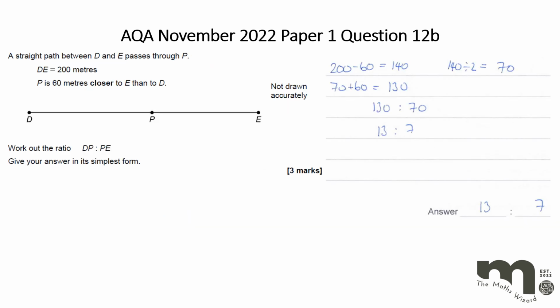So you can see with the exam board solution, they took 60 away and halved it to get the lower of the two values, and they added 60 on. Doesn't really matter which way you do it. Both of those strategies would get you to the correct solution.